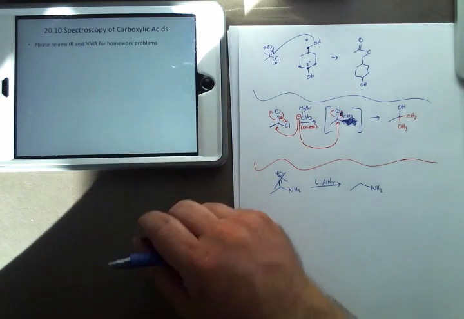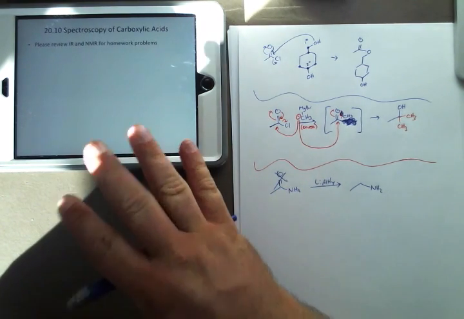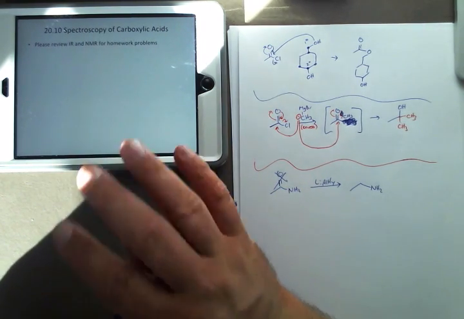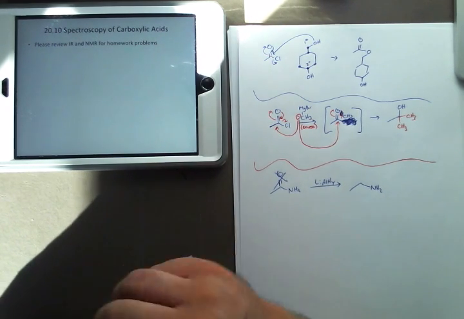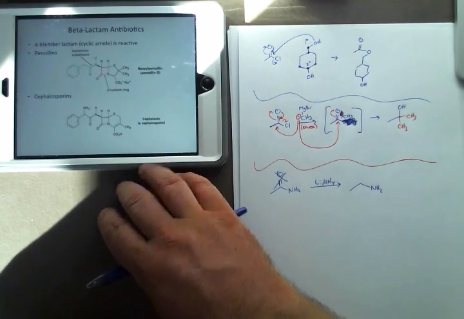Stuff like that. So IR spectroscopy, IR NMR, just take a look at that stuff. There are some homework problems. They won't be on the test. It'll be on the final. So don't forget to practice those.